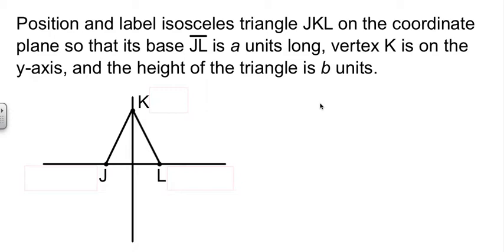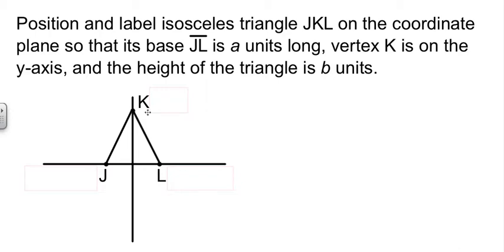Now they tell me specific things about this triangle. First, they tell me the name of the letters, J, K, and L. They tell me JL needs to be the base of the isosceles triangle. That tells me that the other two are the congruent sides. Vertex K needs to be sitting on the y-axis somewhere. Well, you'll notice I put K on the y-axis. Now, I could have put it anywhere I wanted to, as long as it was on the y-axis. I just picked a spot and put it there.